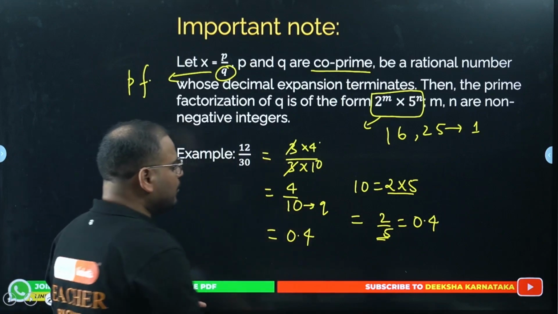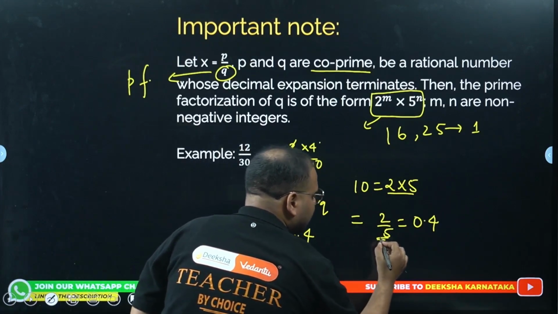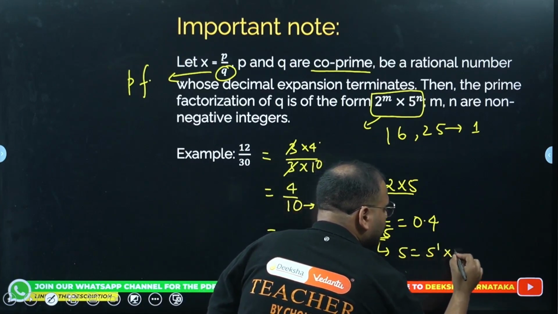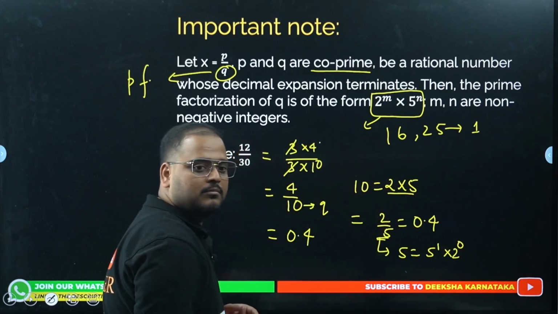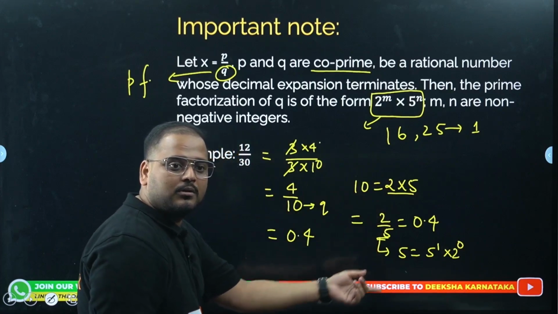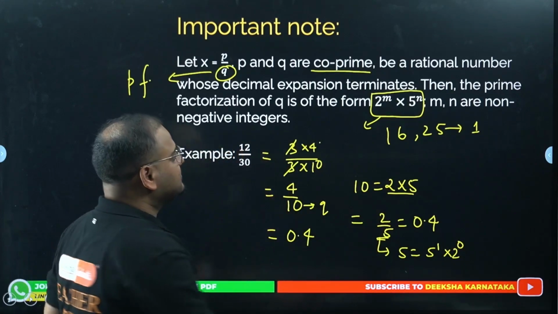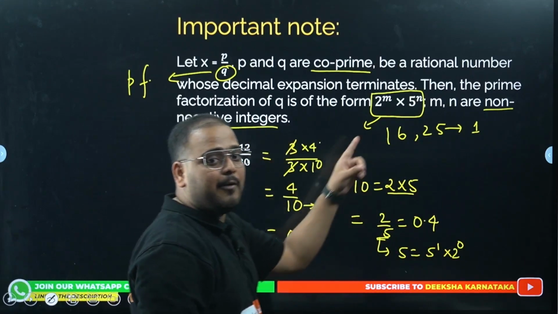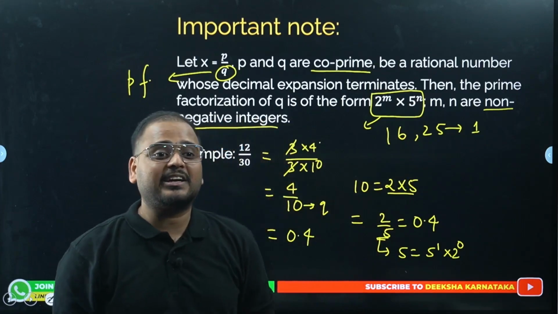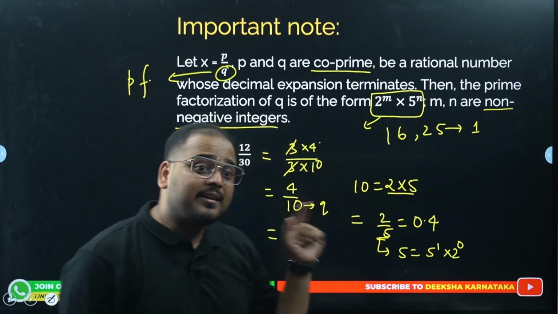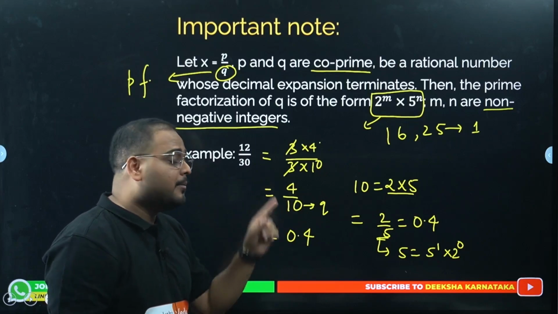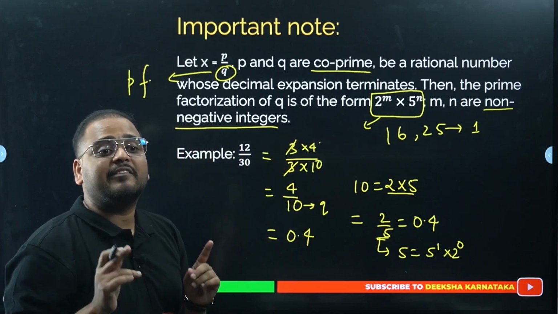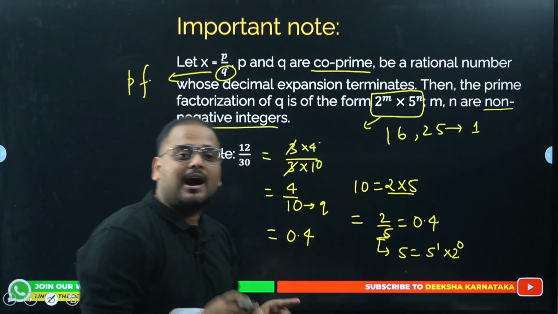There is a 2. Check it out. I can write this 5 as 5 power 1 times 2 power 0. Then you ask, sir, why 0? Read: non-negative integers. m and n should be just non-negative. 0 is okay, I can write it in the form of 0 also, not a problem. But it should not be a negative number. So non-negative integer is the definition of m and n. I hope this clears it up.